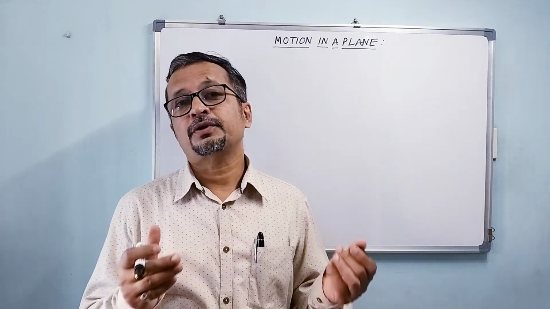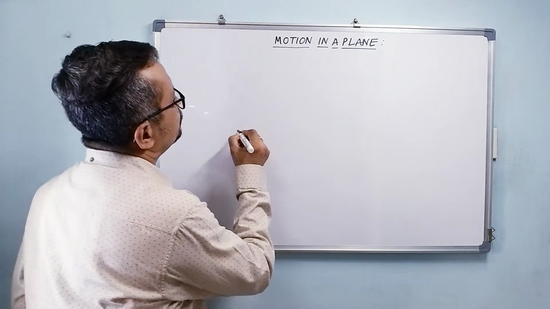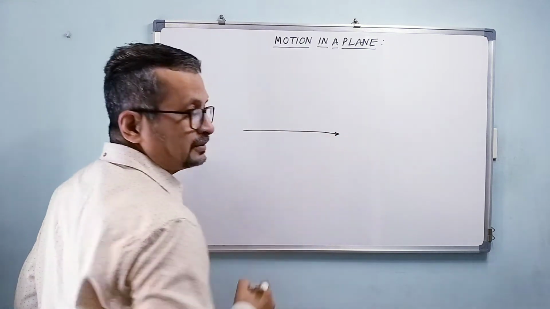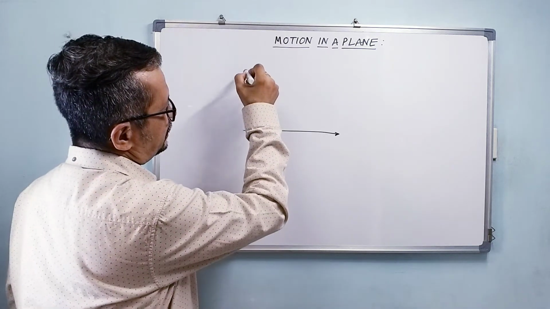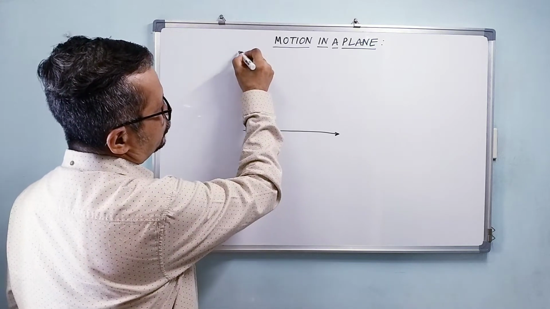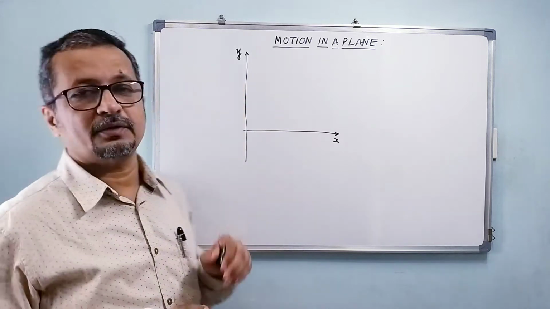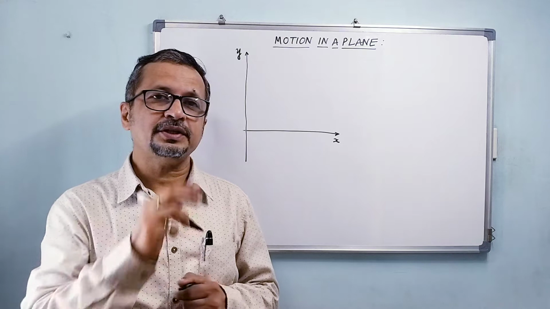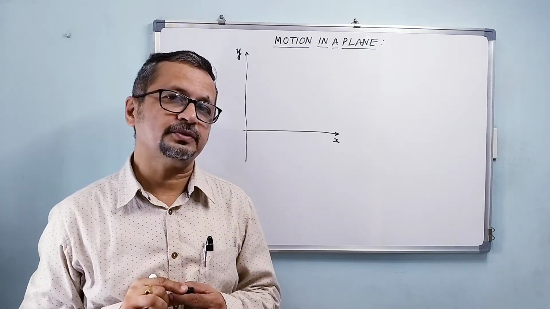Now why do we call it motion in two dimensions? Because for motion in one dimension, it would move maybe in this direction. And for motion in a plane, I would have one more coordinate axis here. So if I call this the x axis, this would be my y axis, correct? And in motion in two dimensions, we need two coordinates to specify the position of the object.